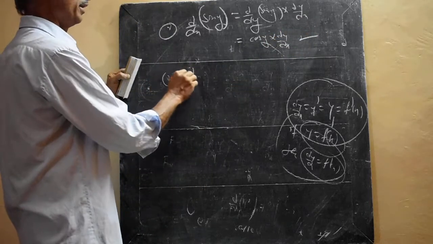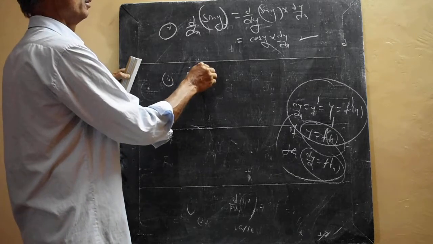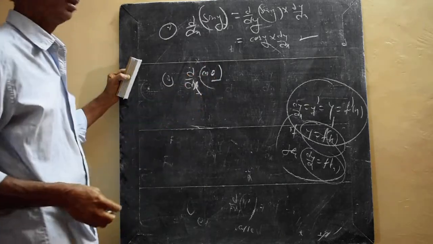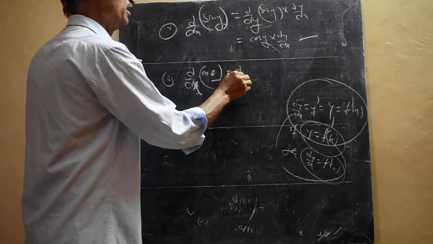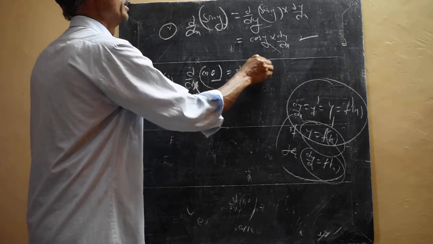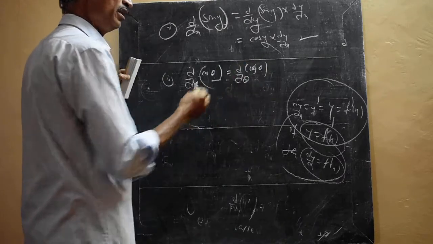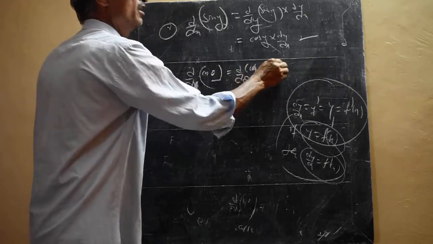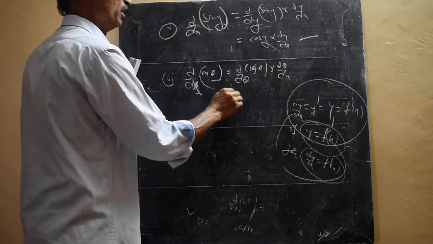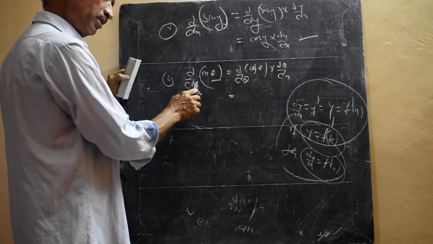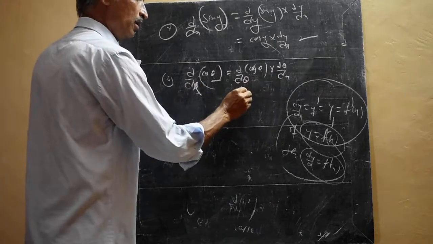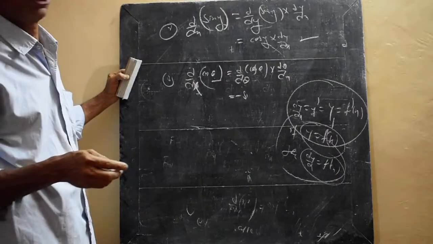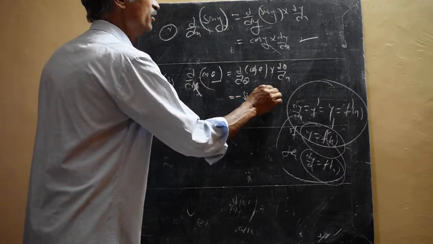Third one: d by dx of cos theta. Here the variable is theta, here it is x. Then it equals d by d theta of cos theta, chain rule. Theta is differentiated with respect to theta, and this d theta is additionally taken, therefore into d theta by dx. Look here, this dx is shifted. Cos theta differentiated with respect to theta, variables are matching, therefore I can write the differentiation formula, minus sin theta into d theta by dx.